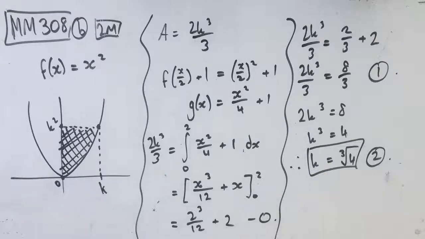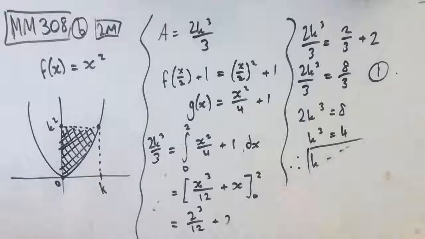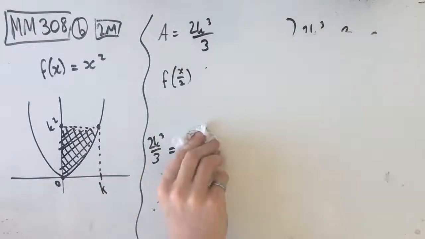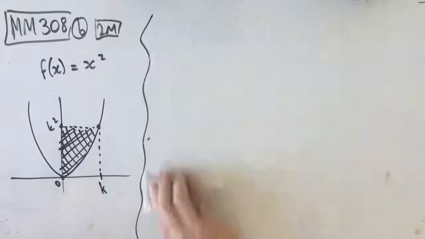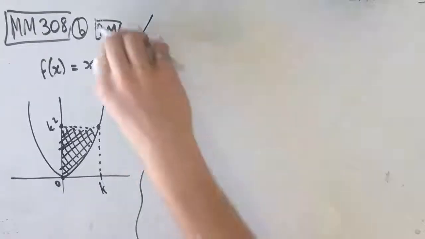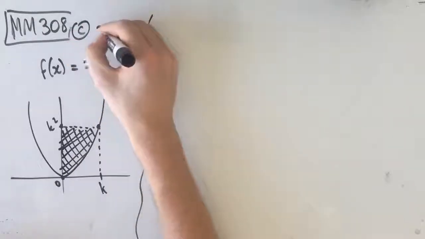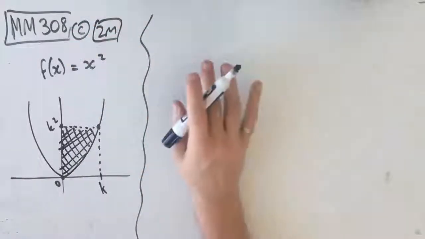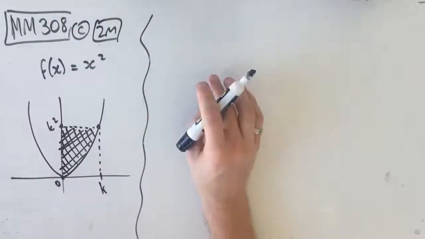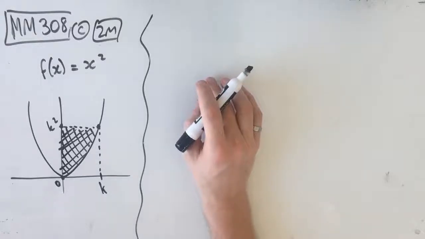If you have any questions, as always, hit me up in the comments below, but let's move on to part C. So part C is a 2-mark question, taking a bit of a different route, I guess, or a different kind of question. So 2 marks. And it says, find the coordinates of the points of intersection between the graphs of y equals f of x and y equals g of x.